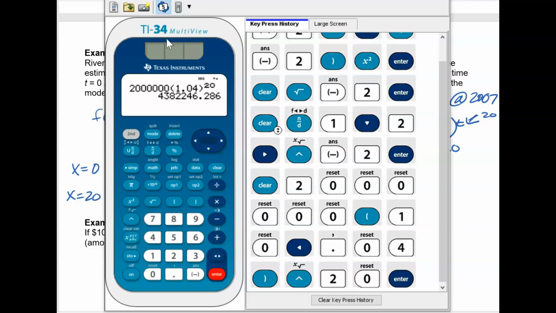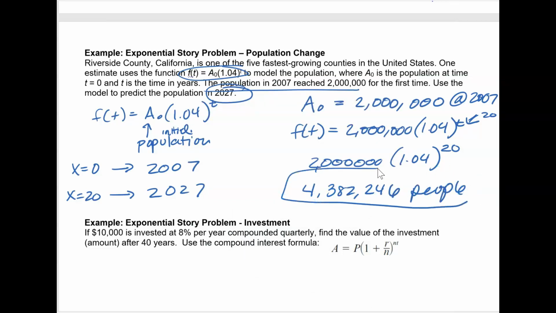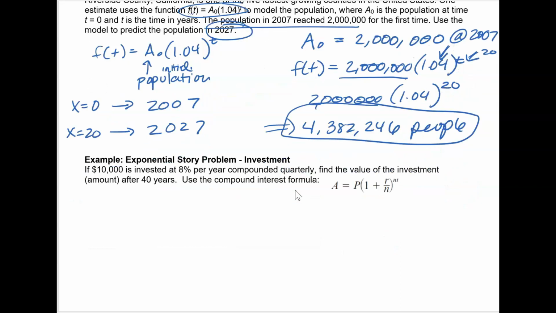So I'm just going to write down on my notes. So it looks like we've got 4,382,246 people. And then always ask yourself, does it make sense? This A value, it's bigger than 1, so there should be growth. So it makes sense to me that we started with a population of 2 million and then it grew quite a bit in 20 years, which is what you would expect.